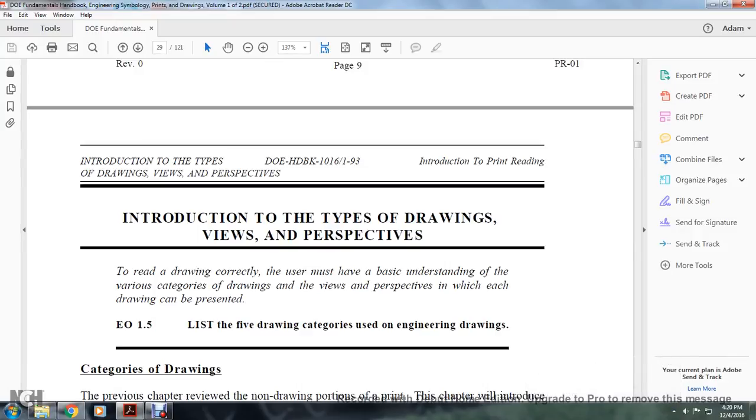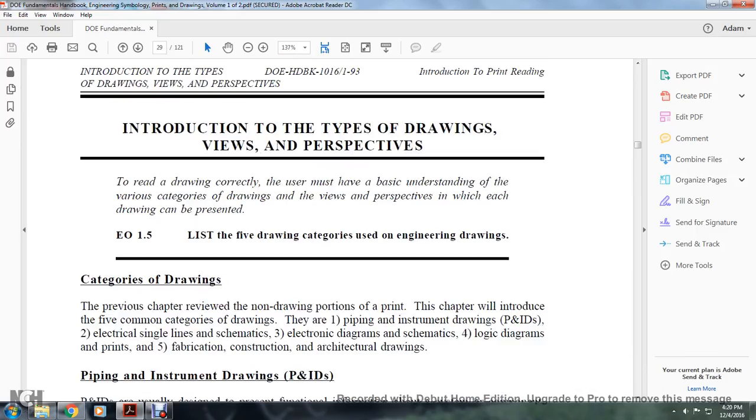Introduction to the types of drawings, views, and perspectives. To read the drawings correctly, the user must have a basic understanding of the various categories of drawings, views, and perspectives in which each drawing can be represented. These are the 5 drawing categories used in engineering drawing.